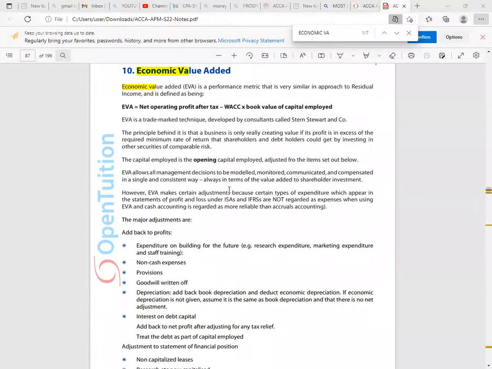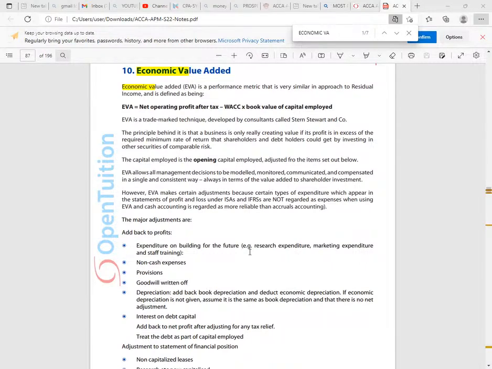However, EVA makes certain adjustments because certain types of expenditures which appear in the statements of profit and loss under IAS, International Accounting Standards, and the International Financial Reporting Standards, are not regarded as expenses when using EVA. And cash accounting is regarded as more reliable than accruals accounting. It becomes a bit complicated, but we'll be able to understand this. The major adjustments are like this: add back to profits expenditure on building for the future, e.g. research expenditure, marketing expenditure, and staff training.